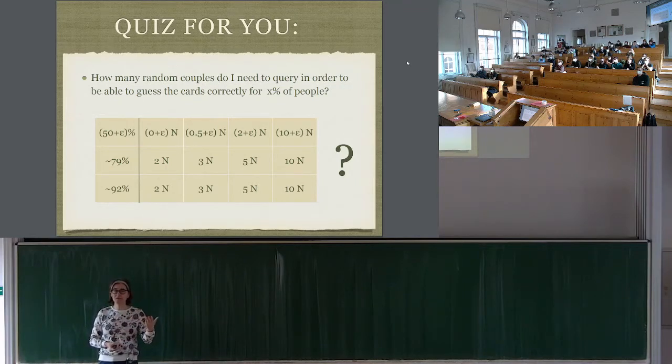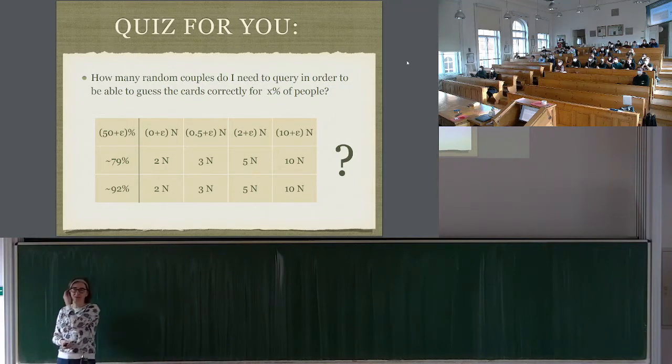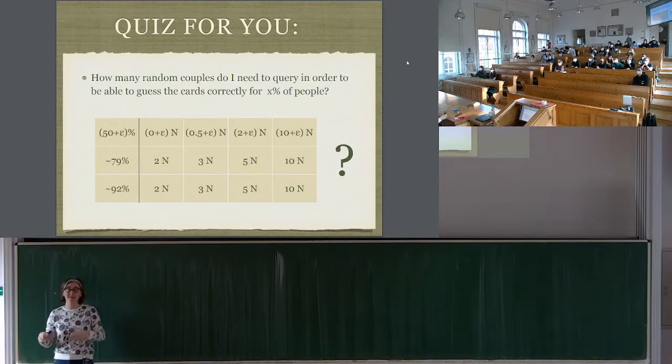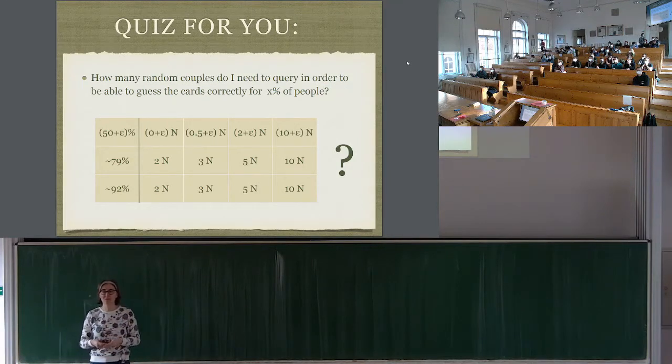Like any number of questions, like 0 plus epsilon times the number of people? Or do I need half plus epsilon? Half plus epsilon number of questions is basically everybody gets asked 1 question on average, right? And half because 2 people get asked questions. Or do I need more, like 10 times the number of people questions?